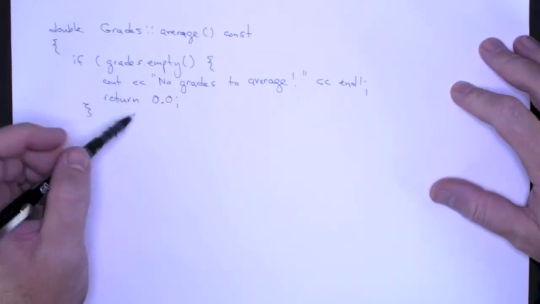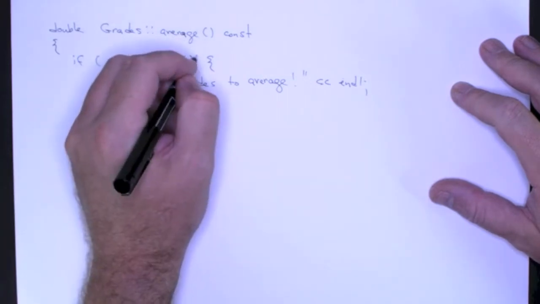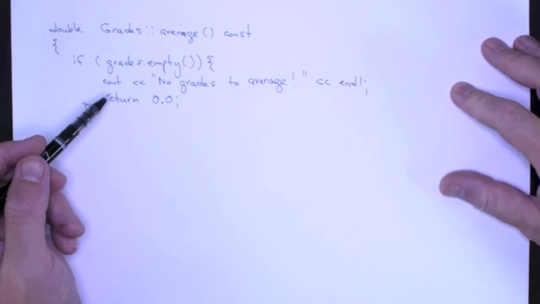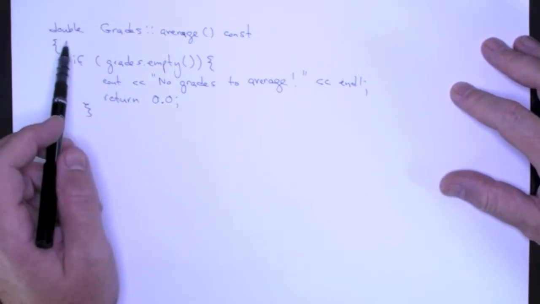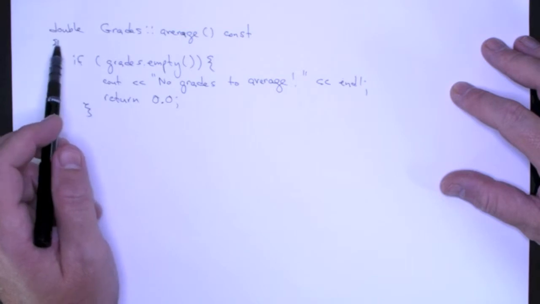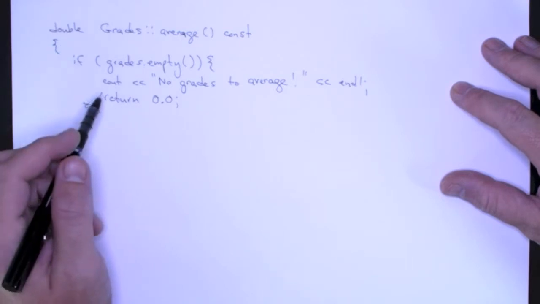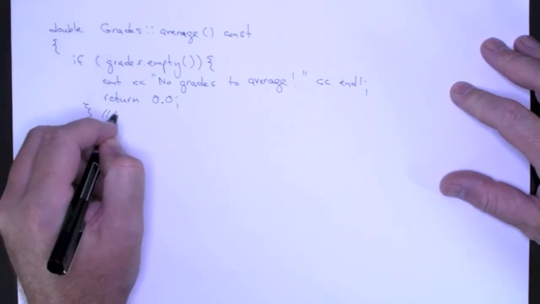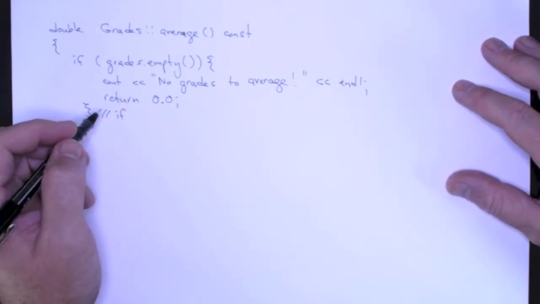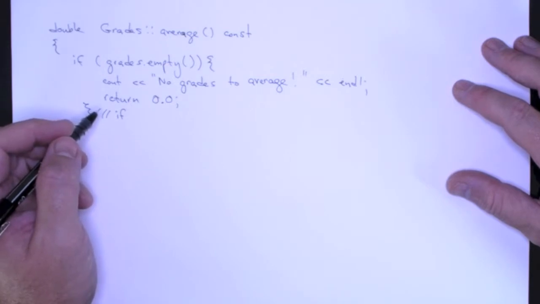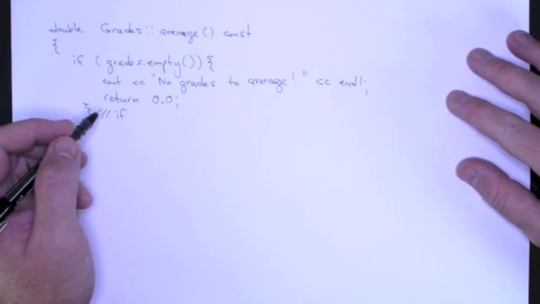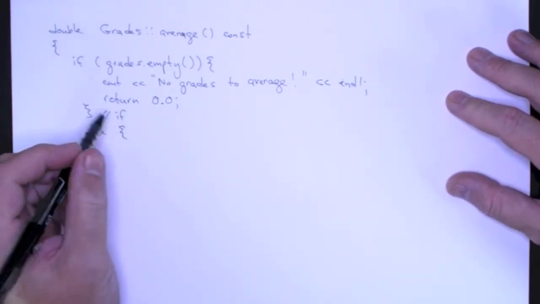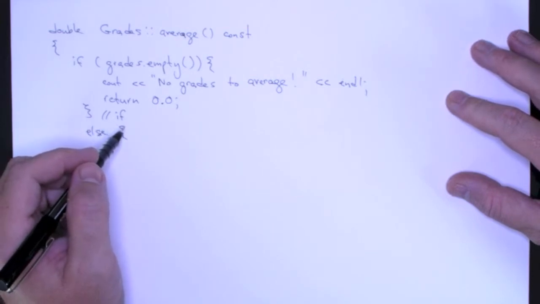Now, of course, one problem is: was the person's average really 0, or were there just no grades? So do we want to use some other return type here, like a negative value? One thing we didn't do in the read method is ensure that the grades were in range between 0 and 100. That might be an improvement.